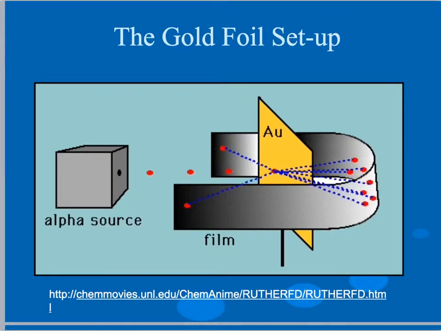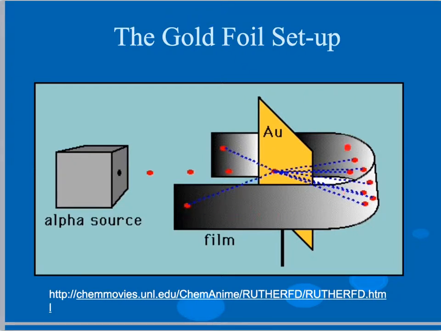So here's a picture of the setup. You can Google gold foil experiment, and you can probably find like a cute little animated version of this. But basically you have the alpha source here. It's shooting out alpha particles at this piece of gold foil. And alpha is one of the types of decay that naturally happens. So there would be something inside the box that was naturally undergoing alpha decay.